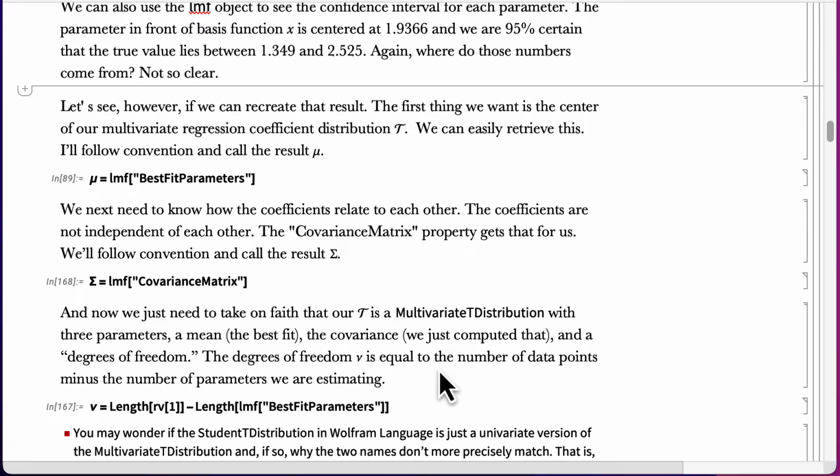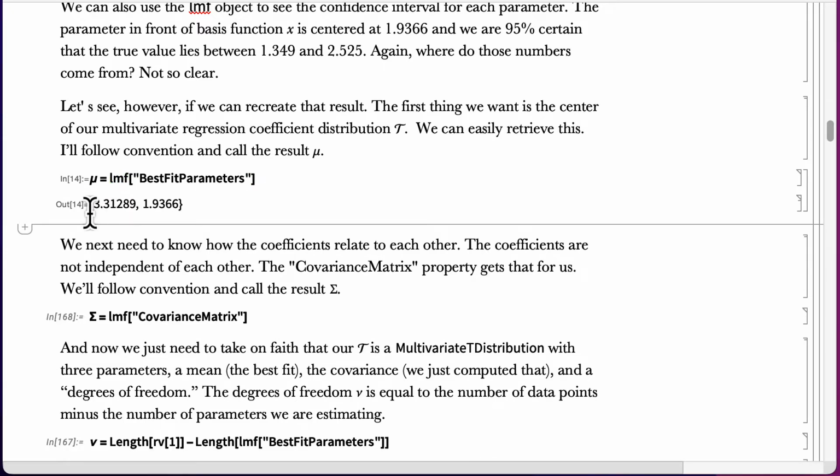Okay? So how are we going to do that? Well, we're going to compute a couple of things. First of all, we're going to get the center of this regression coefficient distribution, and that is the value of the first coefficient and the value of the second coefficient. The second thing we want to do is to know how do the coefficients relate to each other. Maybe they're not independent. Maybe if the intercept term is high, then probably the slope shouldn't be as high, otherwise it won't fit very well. And if the slope is very high, maybe the intercept term should be kind of low, otherwise the points also won't fit very well.